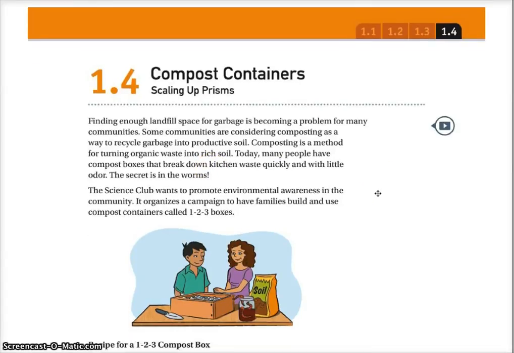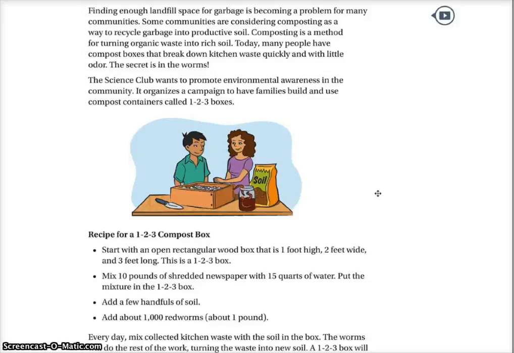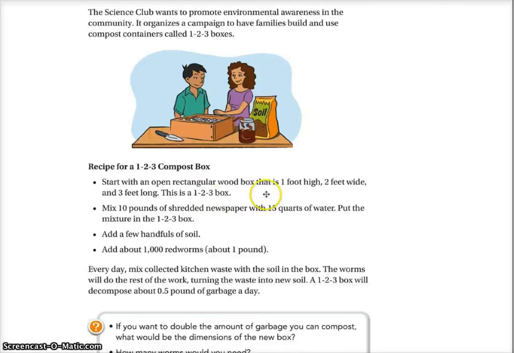The Science Club wants to promote environmental awareness in the community. It organizes a campaign to have families build and use compost containers called 1-2-3 boxes. They start off with a rectangular wood box that is 1 foot high, 2 feet wide, and 3 feet long. This is a 1-2-3 box.